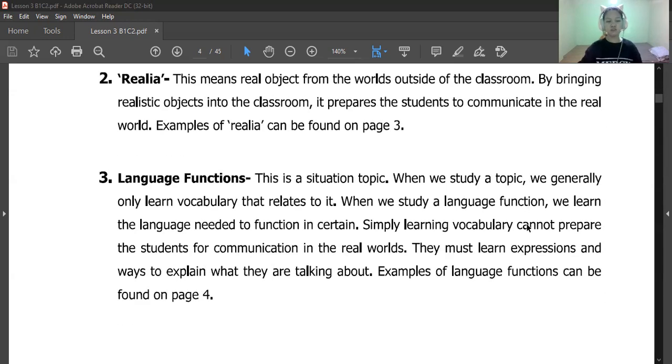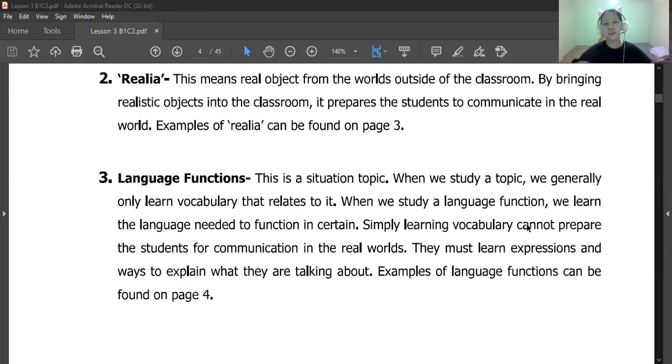Next is language functions. This is a situation topic. When we study a topic, we generally only learn vocabulary that relates to it. I'll show you examples of situation later. When we study a language form, we learn the language needed to function in certain situations. Simply learning vocabulary cannot prepare the students for communication in the real world.